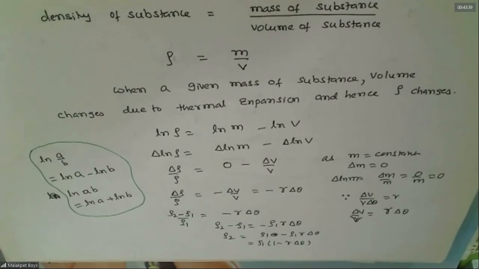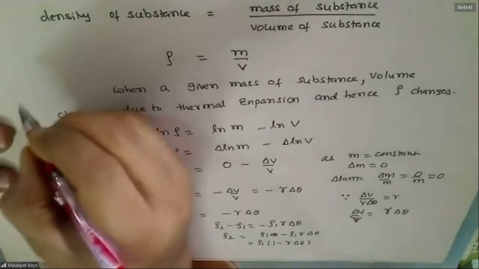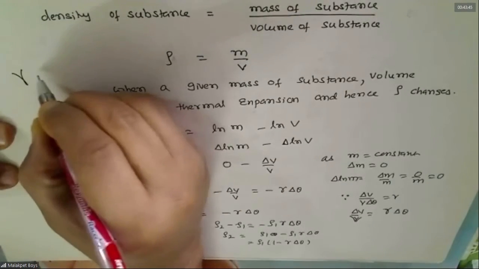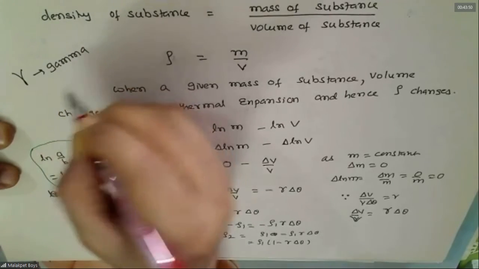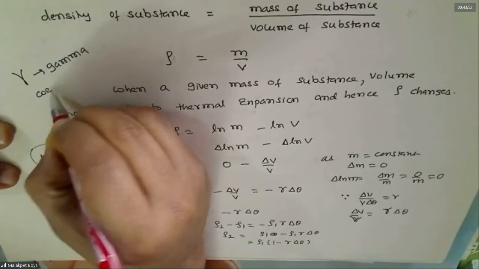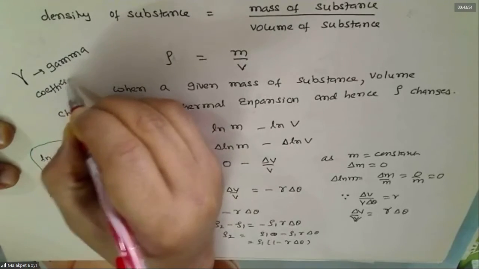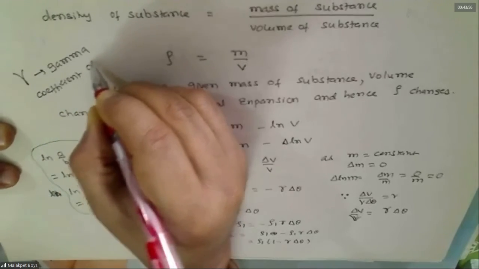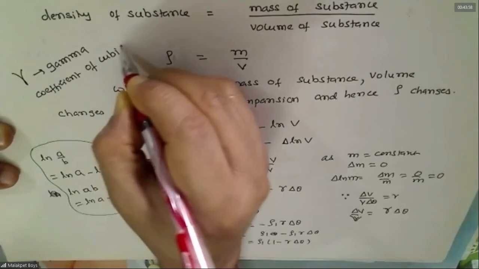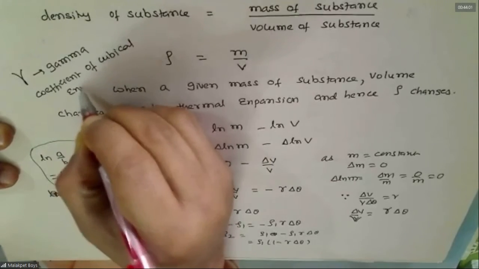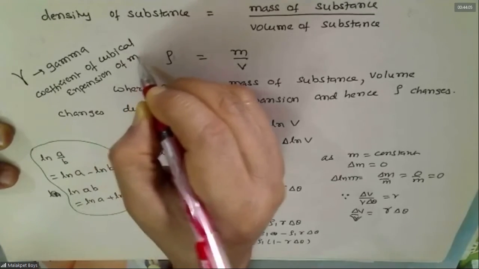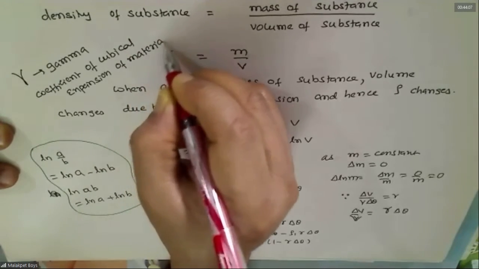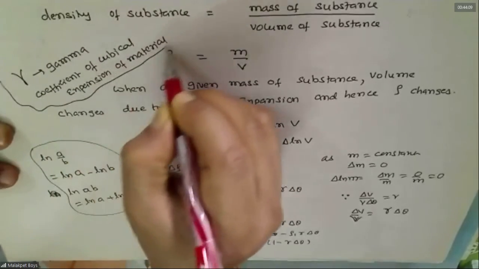Sir, in this, what is gamma? Not our gamma. Here, gamma means coefficient. Just now you wrote it before, no? Coefficient of cubical volume expansion. Just now you wrote it, no, idiots?